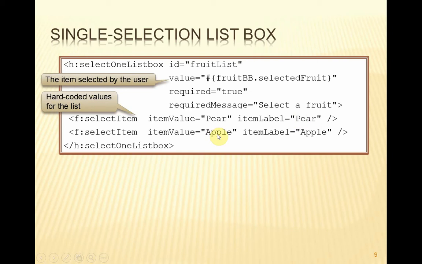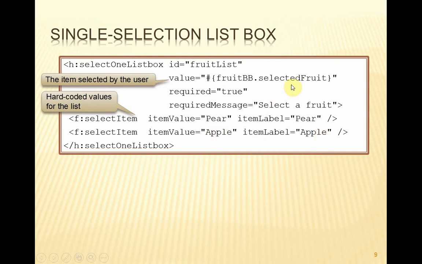Now in this example, I've made the label and the value the same. What will be displayed for the user is the label. What will be stored in the value for the list box, that is in the backing bean's selected fruit property, will be the item value of the item that has been picked. So if we make these different values, then this one is displayed and that one is stored in here.